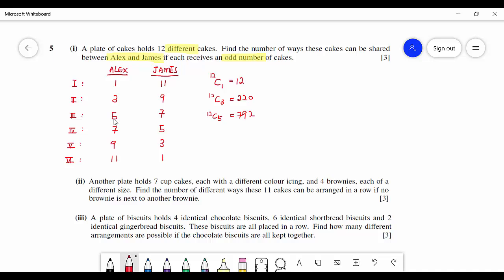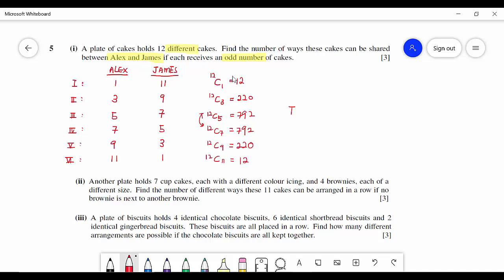Then the fourth case is 12C7. Actually, the answer for 12C7 and 12C5 should be the same, so you are having 792. That's why some solutions will take 792 multiplied by 2 straight away, because they consider 5, 7 and 7, 5. But for me here, I'm writing out the full steps. Then for case number 5, you have 12C9. Again, 12C9 and 12C3 will have the same answer, which is 220. And after that, the last case will be 12C11. The 12C11 and 12C1 will also have the same answer, which is 12.